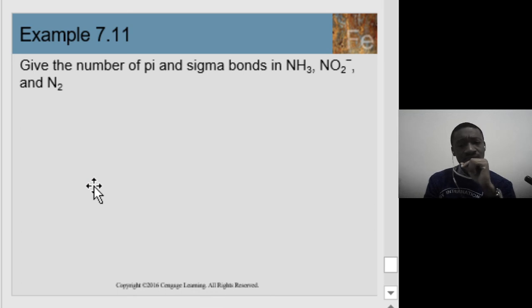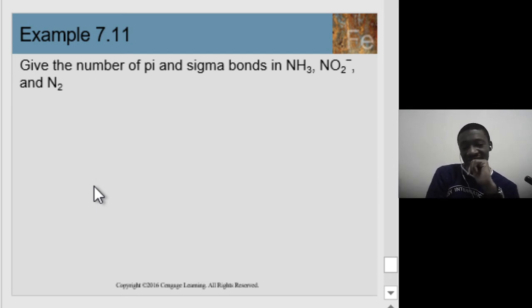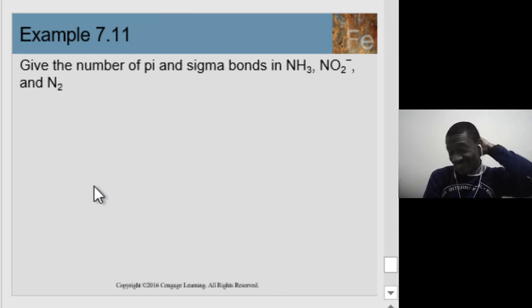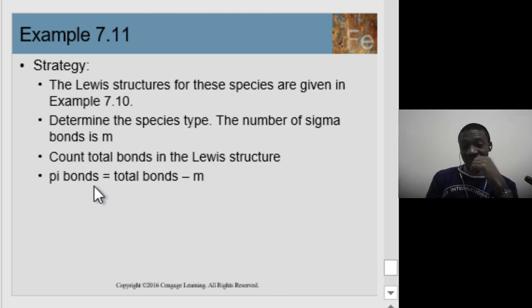So we have, they said, give the number of pi and sigma bonds in NH3, NO2 minus, and N2. So you can do this because it is the same thing you got from the last. So what's the number of pi bonds? Because NH3 is sp3, so do the math. I just gave you the answer unknowingly, so you can find the rest. So let's just go into it.